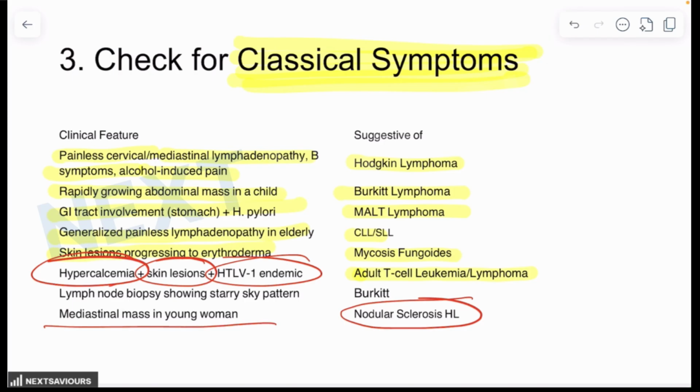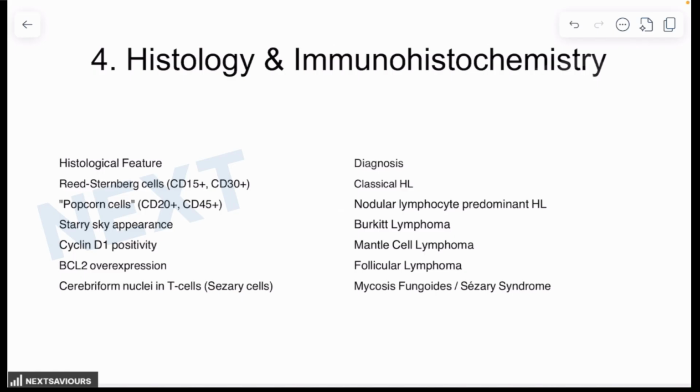So these are the classical symptoms that you should know for that particular lymphoma, because if you read the topic individually, then it will appear almost the same. But for a specific type of lymphoma, these are the classical features that you should know, on the basis of which, by reading just the first 2-3 lines of the question, you can come to a conclusion before reading the cytogenetic markers.